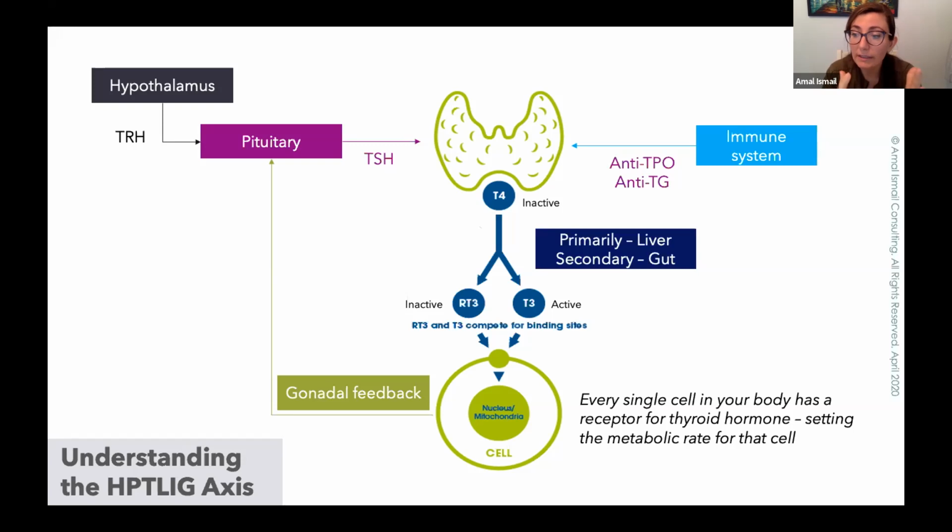So you can see that the thyroid really is the conductor of the metabolic symphony in the body, responsible for many of the functions in the body. However, it's dependent on signals from multiple organs in the body.